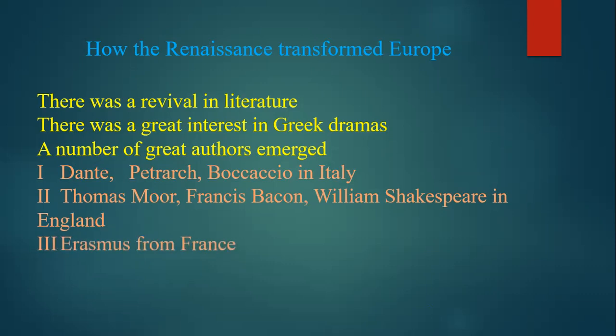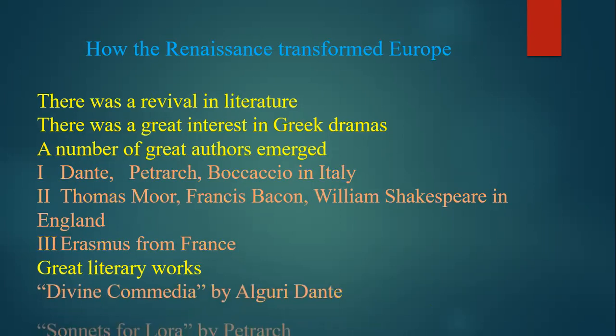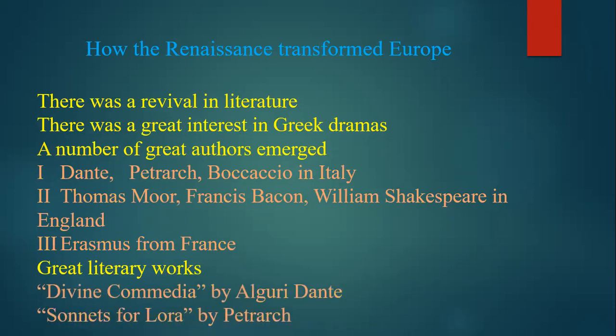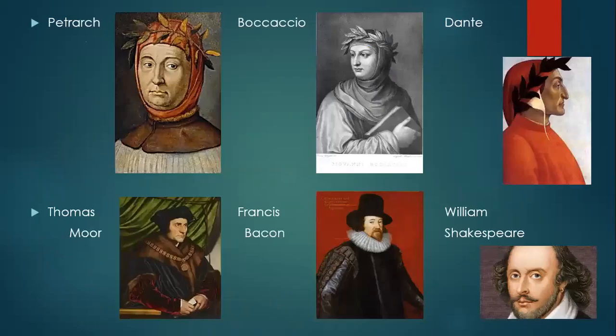Erasmus from France. Great literary works. There are two great literary works: Divina Commedia by Alighieri Dante, and Sonnets for Laura by Petrarch. They are coming for MCQs, so be careful and learn them by heart. Divina Commedia by Alighieri Dante. Sonnets for Laura by Petrarch.